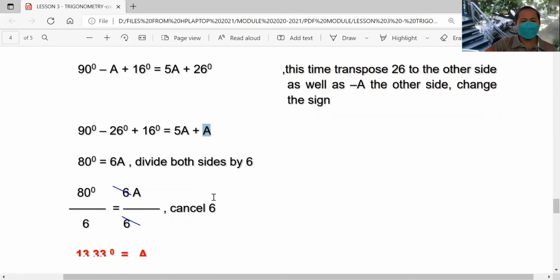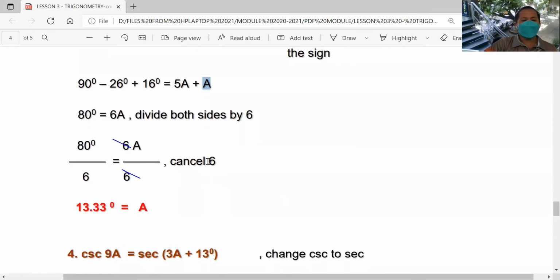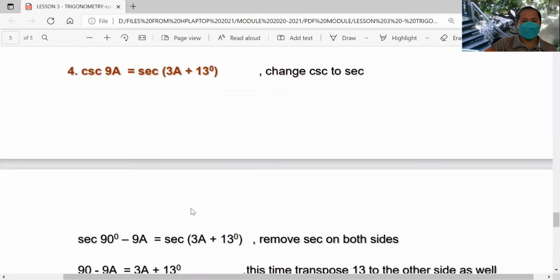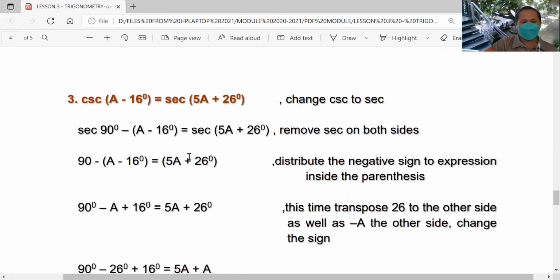So divide both sides by 6. Since the quotient is not a whole number, we just limit our answer to two decimal places. So 80 degrees over 6 is equal to 13.33 degrees. Okay, so I'll be flashing example number 4. This is very similar to example number 3.